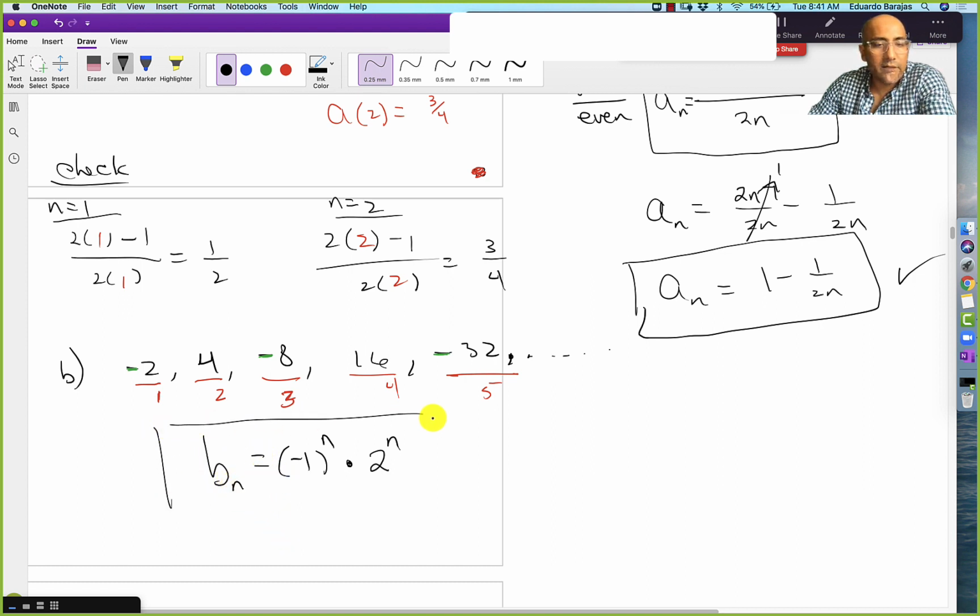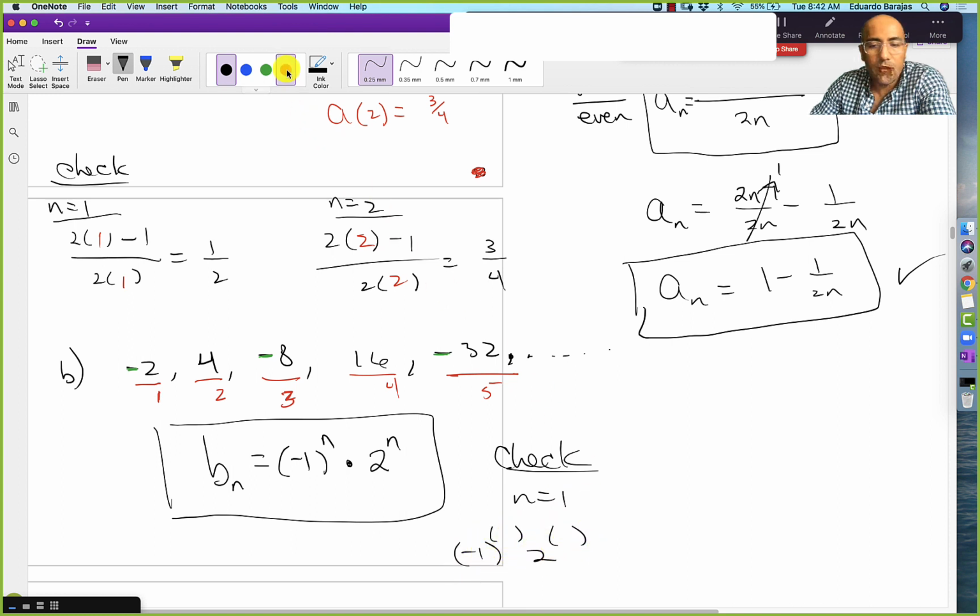So we guess and check. This is what I think it'll be. And now I check it. When n equals 1, I end up with negative 1 to the power of blank, 2 to the power of blank. And that'll be a 1 there and a 1 there. So that equals negative 2.